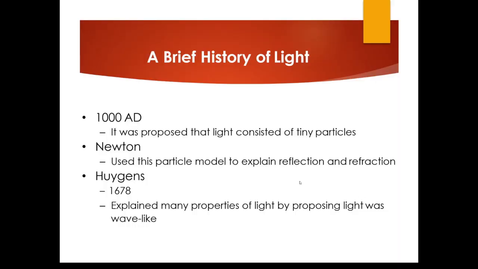So, a brief history of light. In 1000 AD, it was proposed that light consisted of tiny particles. Newton used this particle model to explain reflection and refraction. And then Huygens came along in 1678 and explained many properties of light by proposing light was actually a wave. So we had Newton and his particle theory and Huygens and his wave theory.